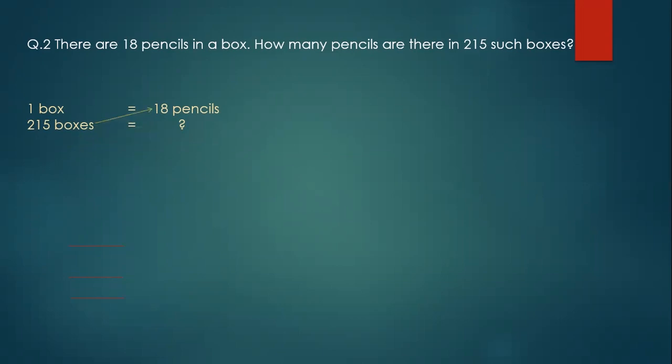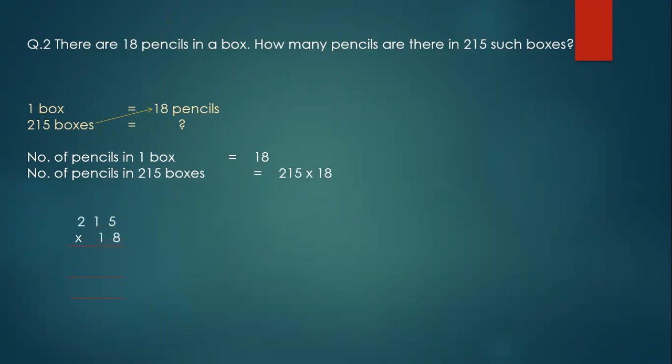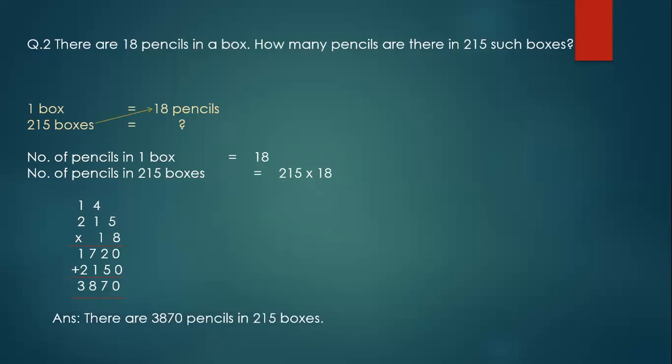Let's start writing the statement. Number of pencils in one box is equal to 18. So number of pencils in 215 boxes will be 215 multiplied by 18. Multiply both the numbers and you will get an answer 3870. So there are 3870 pencils in 215 boxes.